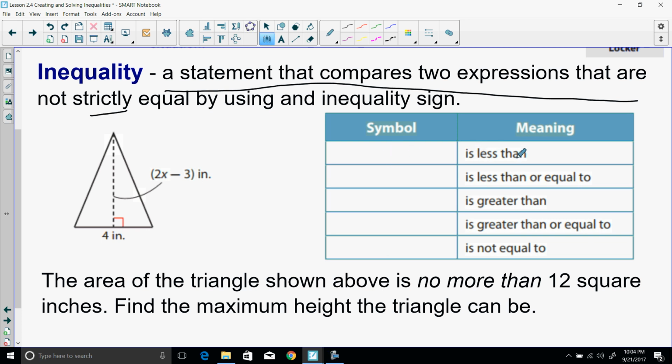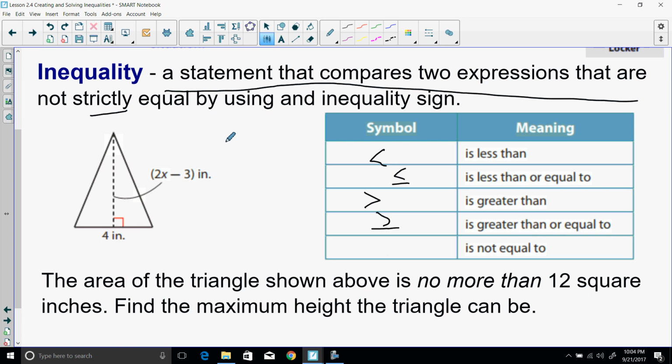So what is the less than symbol? Well, the less than symbol looks like that. What is the less than or equal to symbol? It's the same, except we have a line underneath it. That means less than or equal to. Greater than looks like that, and greater than or equal to looks like this. Again, the line underneath indicates that it's equal to.